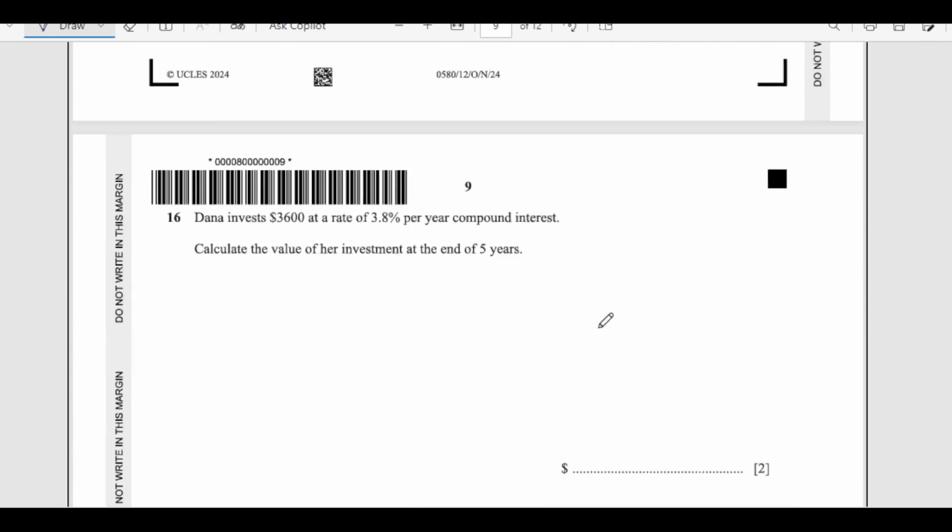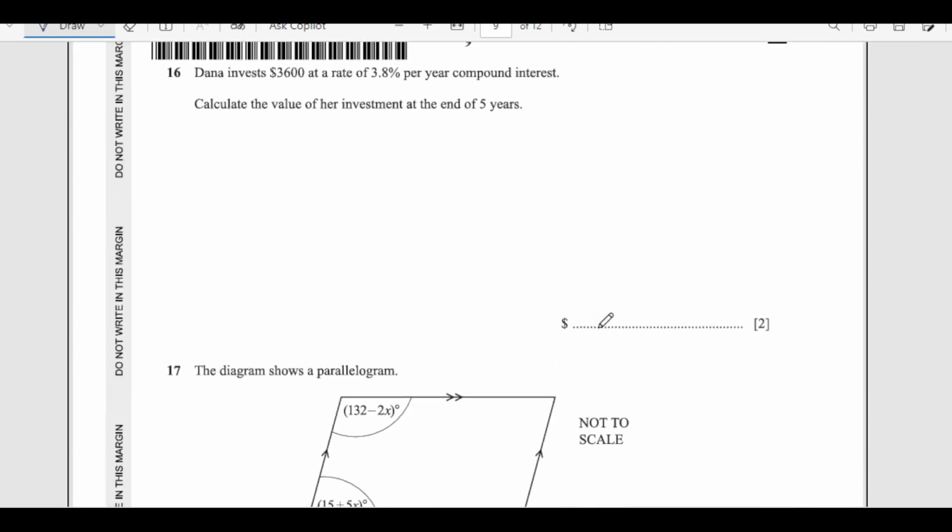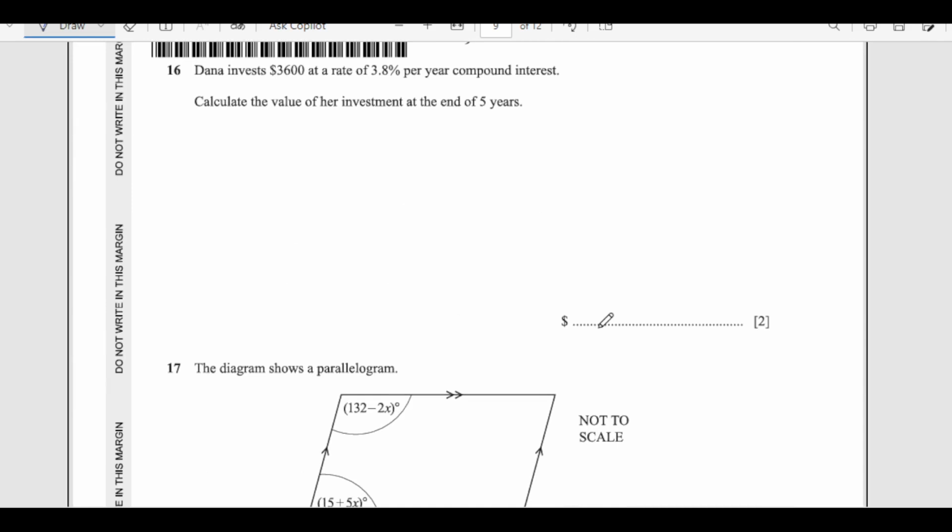Okay, so now let's move to the next one. Number 16, Dana invests $3,600 at a rate of 3.8% per year compound interest. Now, we are given compound interest. Calculate the value of the investment at the end of 5 years.